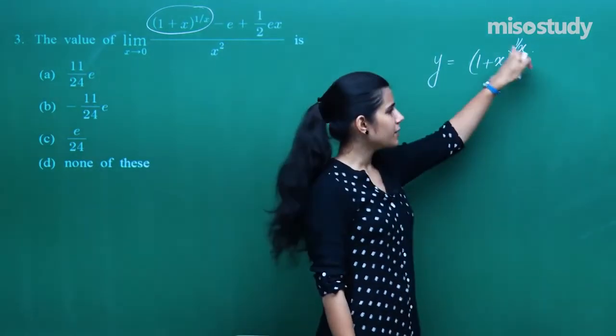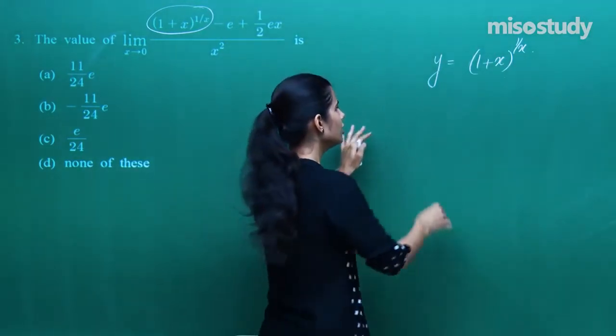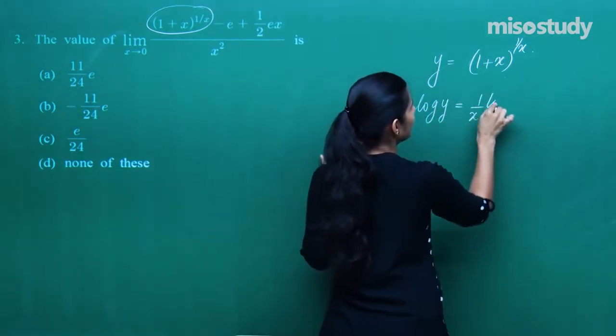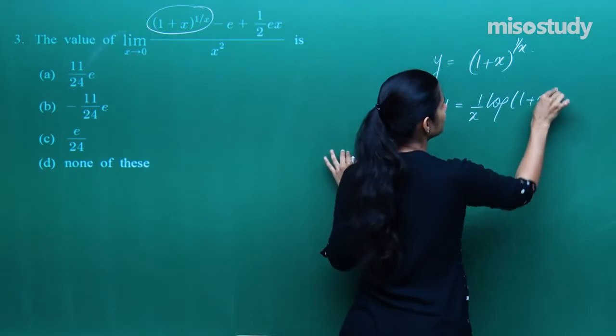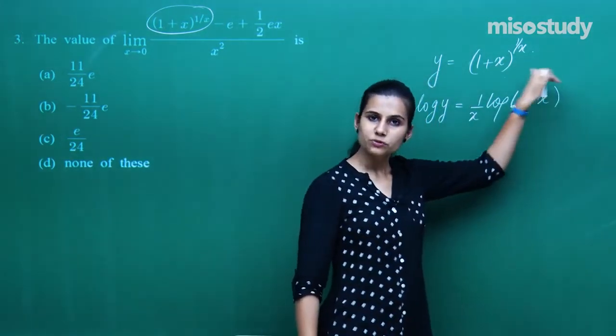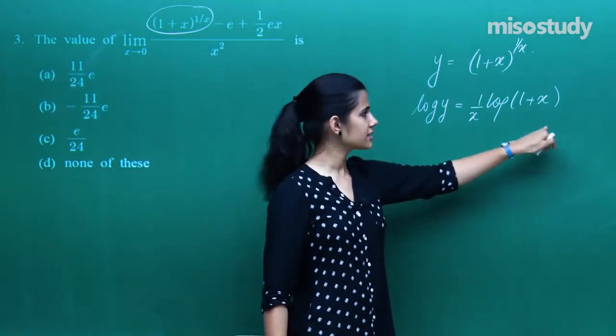You know, in order to bring this 1 by x ahead, I need to bring log into picture. So I bring log into picture, I say that log y is 1 by x log of 1 plus x. This is actually log of 1 plus x whole to the power 1 by x, which becomes 1 by x log 1 plus x.